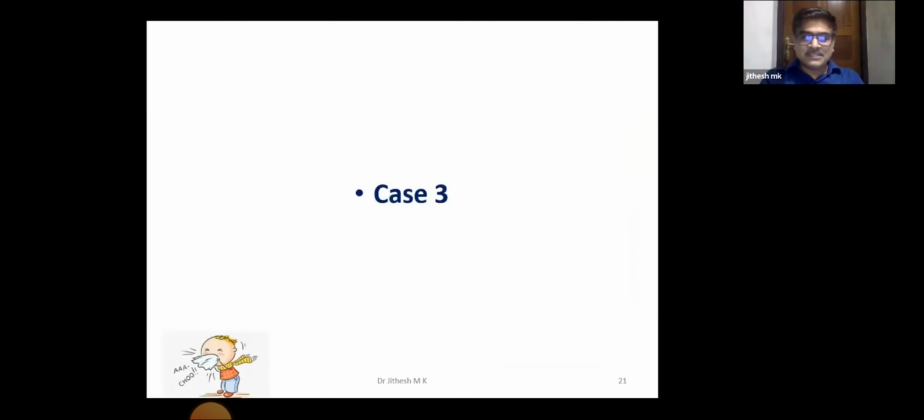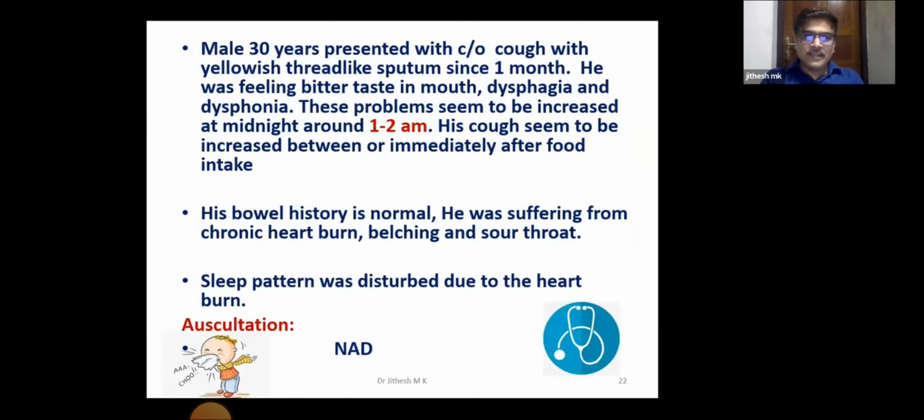Now, we will see the third case. Again, male 30 years. Presented with yellowish thread-like sputum since 1 month. He was feeling bitter taste in mouth, dysphagia, dysphonia.